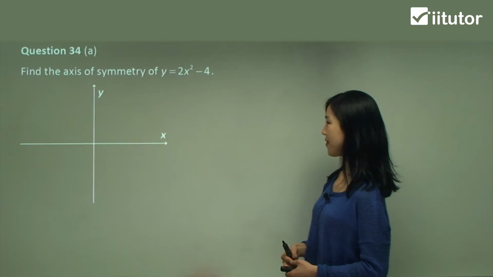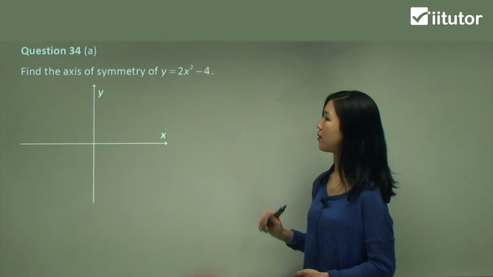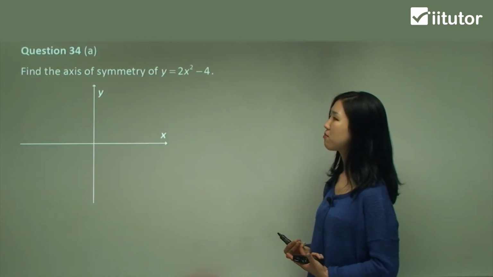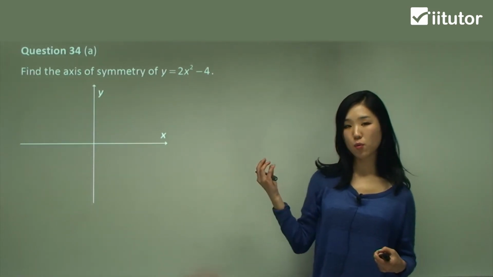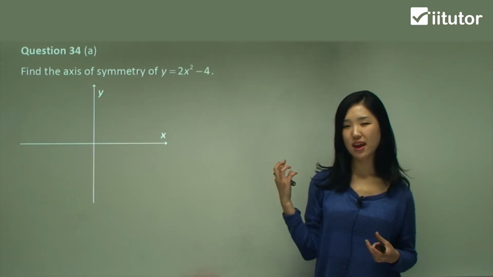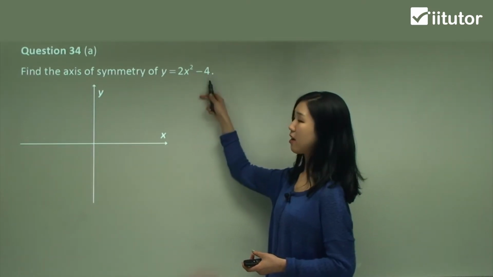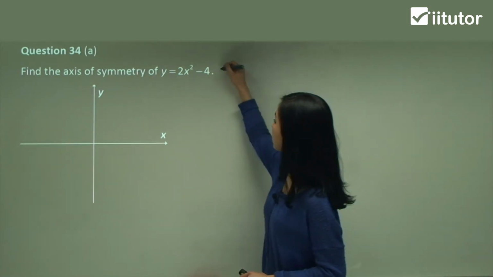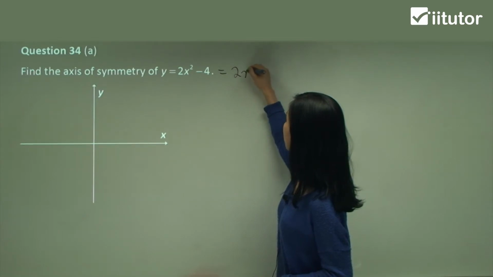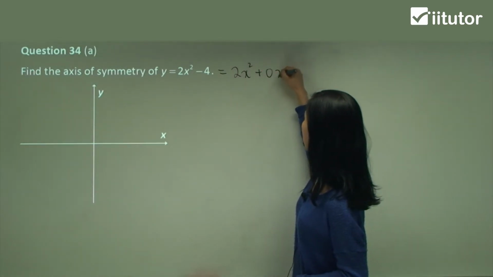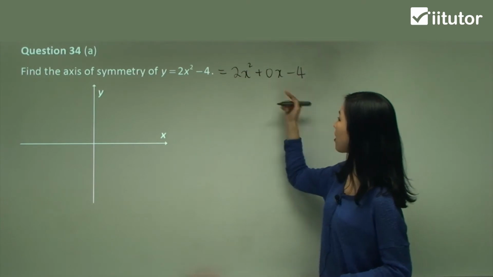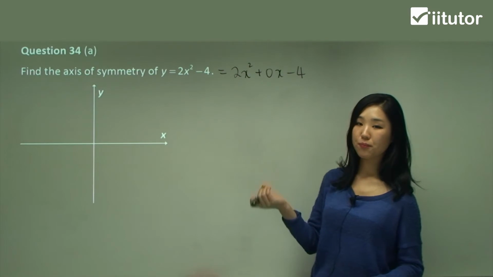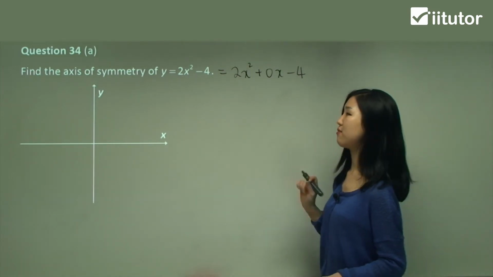Question 34, find the axis of symmetry of this particular one. Now, hope you guys can actually try this, but this one is a little bit different because the equation form is slightly different. It doesn't have any x. It has x squared and a constant, but it does not have any x. So, if you'd like, I'll just change this into a form of 2x squared plus 0x minus 4. Okay, I just put a 0 in front of x, so you keep that usual structure. Okay, just so you don't get confused.